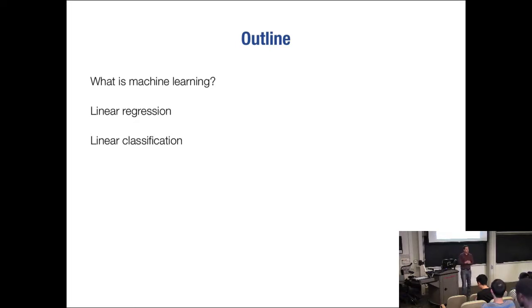Then we're going to cover two main topics here, linear regression and linear classification. And even though these are both very simple areas, they do underlie a lot of more advanced algorithms in machine learning. So it's very important to understand how these things work in order to understand what we can do, and how we can build on top of them.